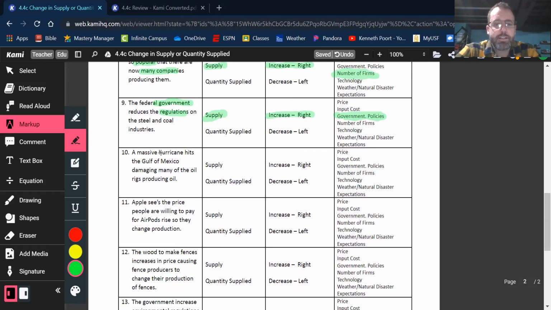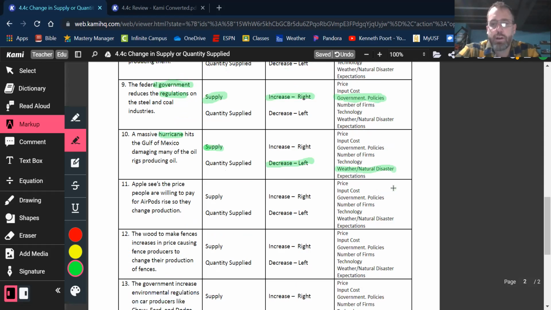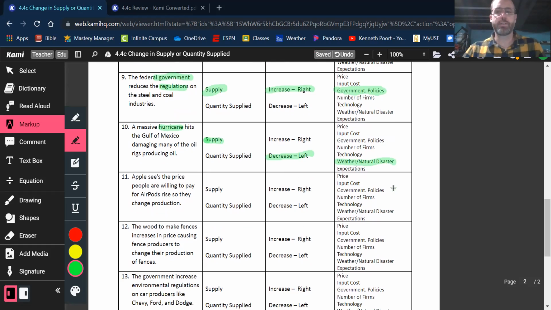A massive hurricane hits the Gulf of Mexico, damaging many of the oil rigs producing oil. So nothing to do with price. We know it's a change in supply. If a bunch of the oil rigs are damaged, we can assume there's going to be a decrease in supply of oil to the market. And we can pretty clearly see that this is going to be caused by weather and natural disaster.